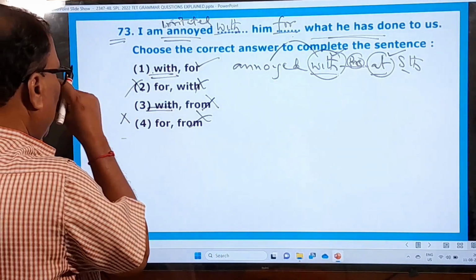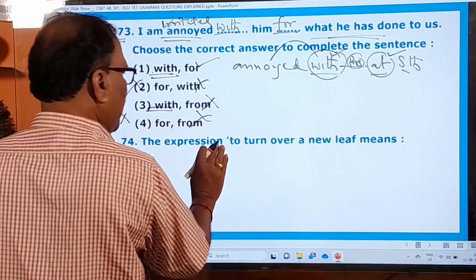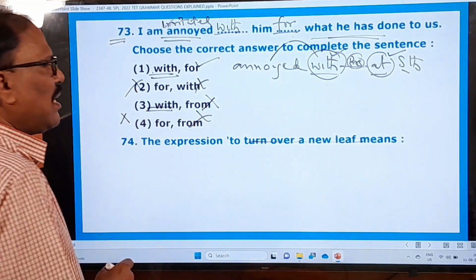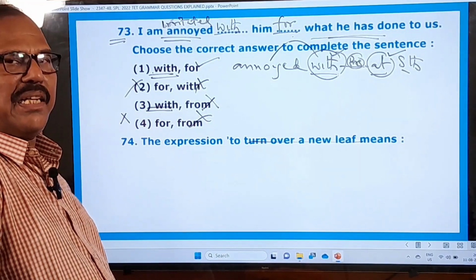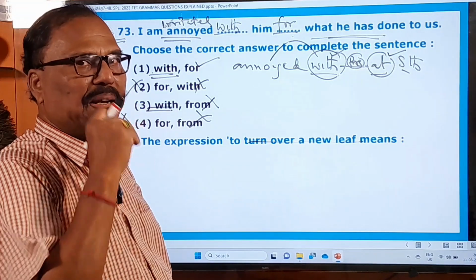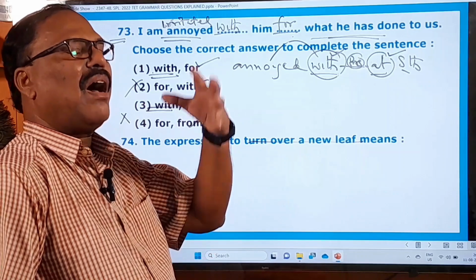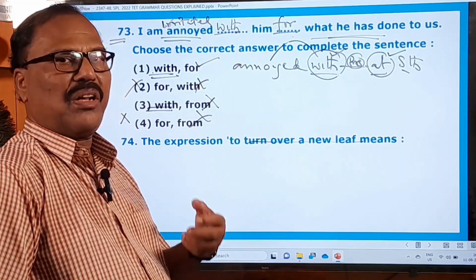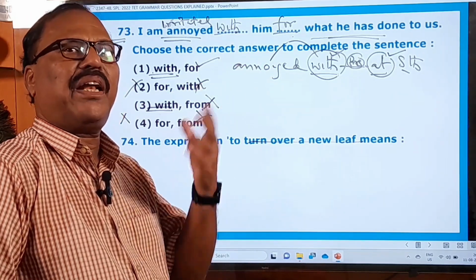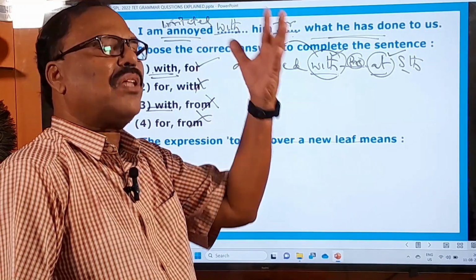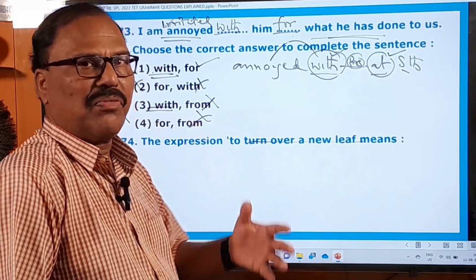Now let's go to the 74th one. The expression "to turn over a new leaf" means. So this new leaf, to turn a new leaf, what is that? It's an idiom. Remember, whenever you come across an idiom, you should not take its literal meaning. Literal meaning means the word-for-word meaning. You should not take that, but you should take its figurative meaning. Figurative meaning means what is that? You have to take the figurative meaning.